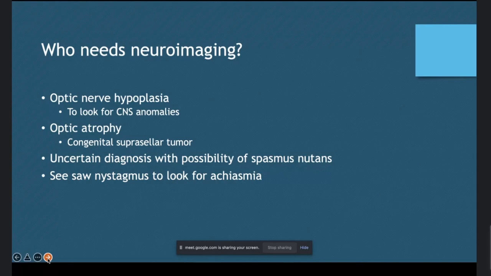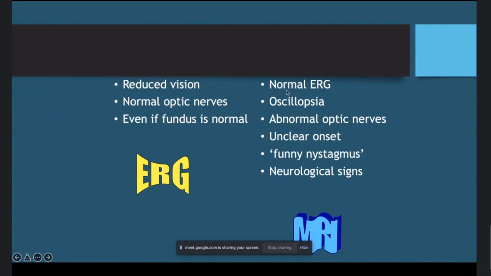Optic atrophy, if you see, then you have to rule out a congenital suprasellar tumor. Uncertain diagnosis with possibility of spasmus mutans, seesaw nystagmus because it can occur in achiasmia. All these people need neuroimaging. So if you remember, we looked at that list of who needs MRI: normal ERG but poor vision, oscillopsia, abnormal optic nerves in terms of hypoplasia or atrophy, not clear infantile onset, funny nystagmus, which means seesaw, and any neurological signs. All these people need an MRI.